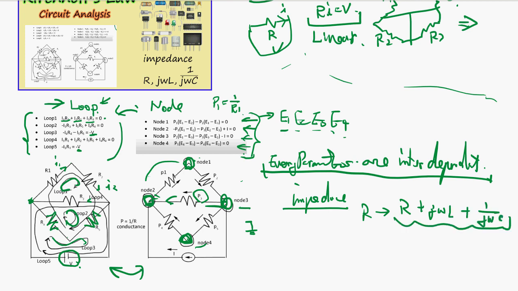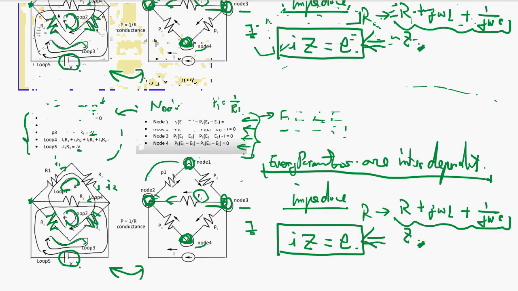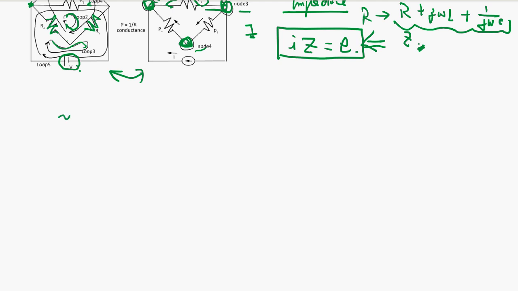It's become a complex number. The complex number is still this Z. You have Ohm's law. So as long as you have this Ohm's law using complex number, you can analyze AC circuit, right?